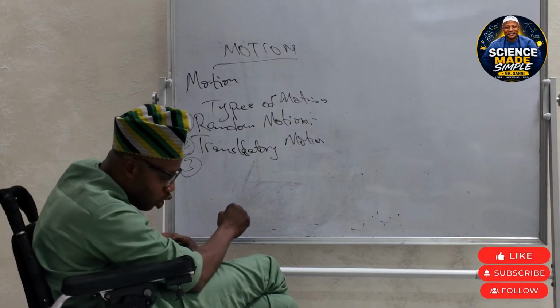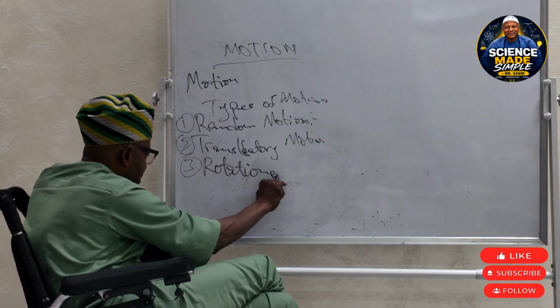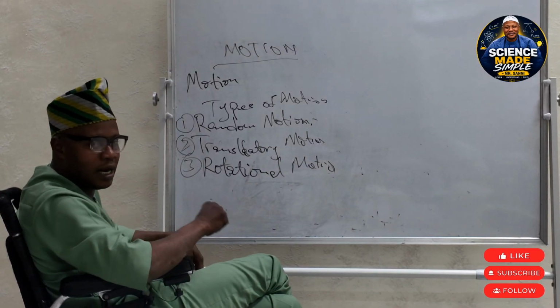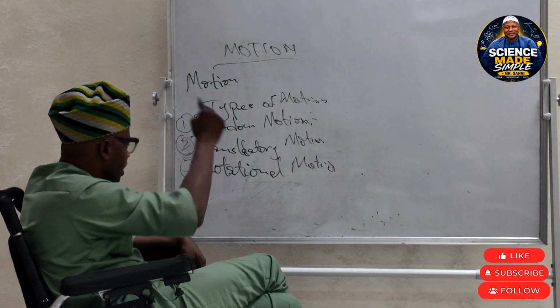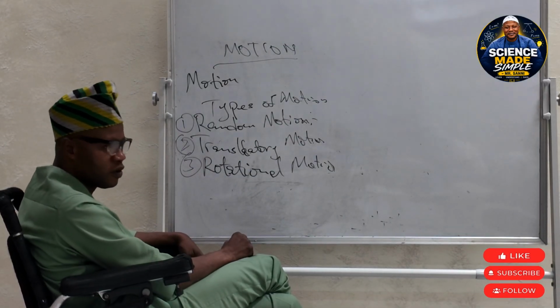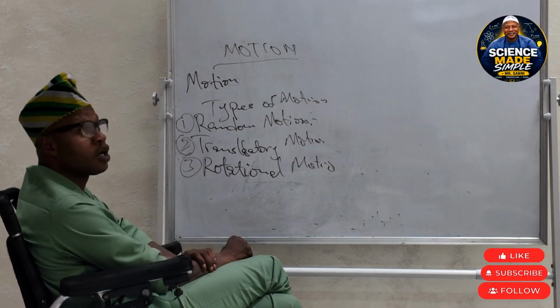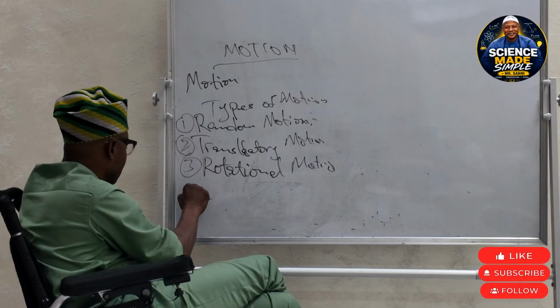We also have circular motion or rotational motion. This is the motion of a body in a circular path. That is, it will follow the trend of a circle. That's why we call it rotational motion. For instance, the motion of Earth around the sun, the motion of our fan, and so on and so forth.